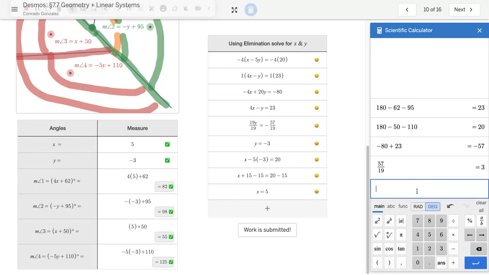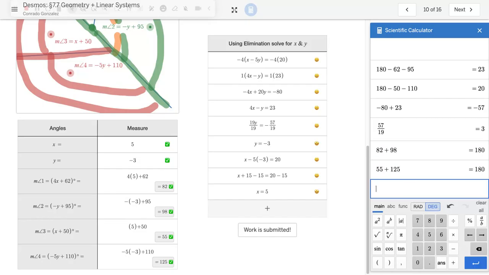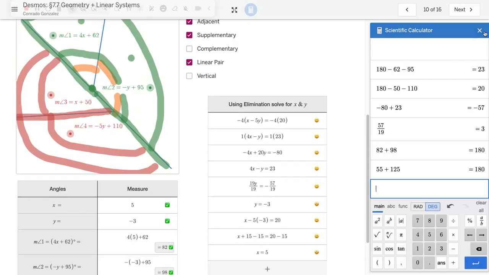As a check, you can look at my green check marks, but the measure of angle 1 plus the measure of angle 2 have to equal 180. So that's 82 plus 98 equals 180, and 55 plus 125 equals 180. If you're doing it by paper and you get no green check marks, this is what you would do: add the measure of 1 plus the measure of 2, and you get 180. That gives you a check to make sure that you did it correctly. Okay?